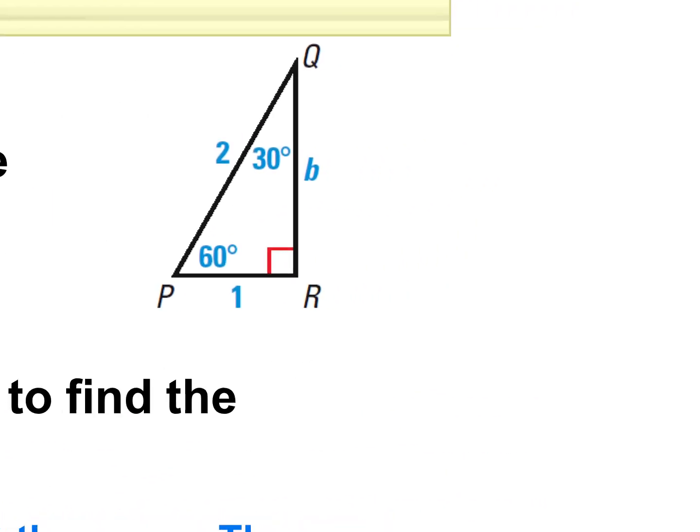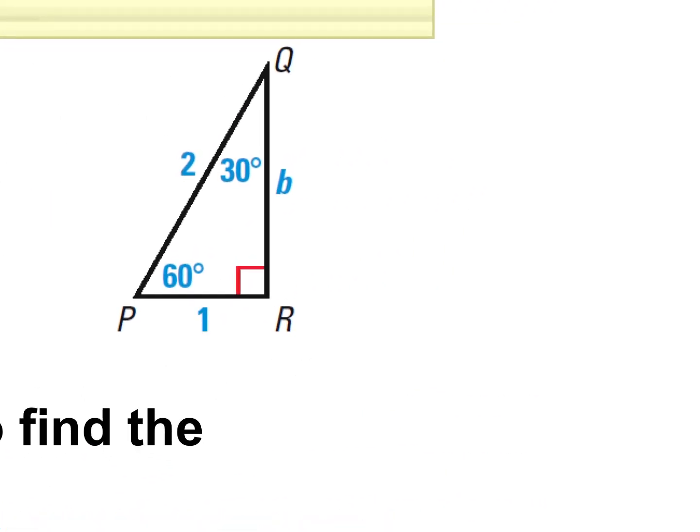Looking at this triangle right here, the first thing I want you to do is circle your short leg. So find your short leg. Which one is our short leg? 1. Good. How do I go from short leg? Where's my long leg at? Which one's my long leg? B. So how do I go from short leg to the long leg?